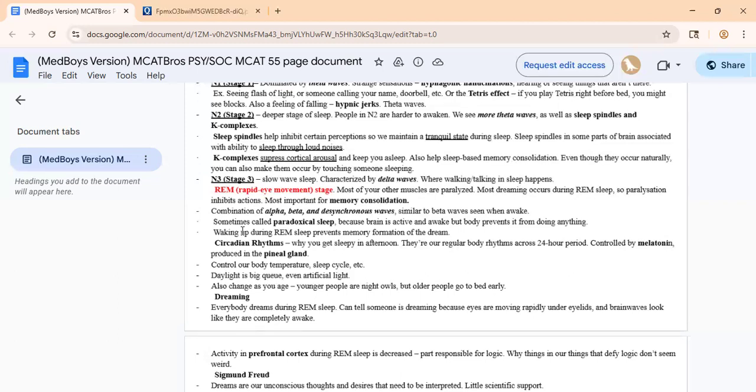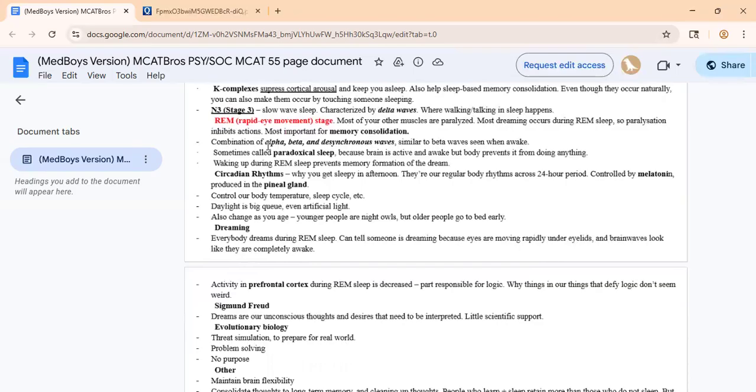Rapid eye movement is basically where you're daydreaming. It's important for memory consolidation. This is where you want to be for the MCAT. Your rapid eye movement, you want to dream. I have been dreaming so good. I dreamed I got accepted to med school while studying for this test. That means my rapid eye movement has been working. So rapid eye movement is memory consolidation. I'm going to have a combination of alpha, beta, and desynchronized waves, which is similar to beta waves seen when awake.